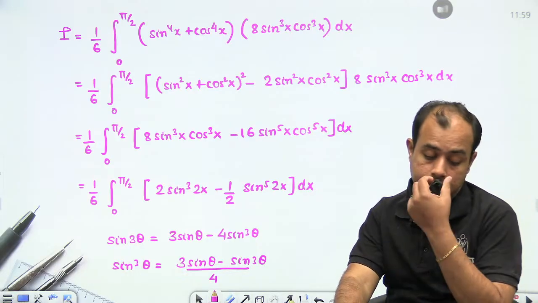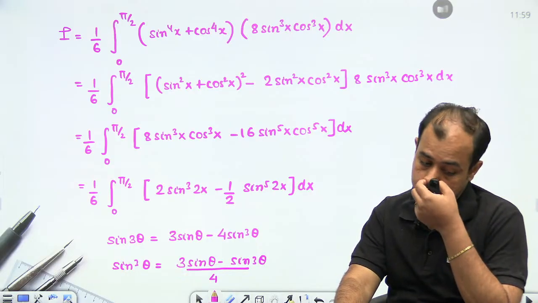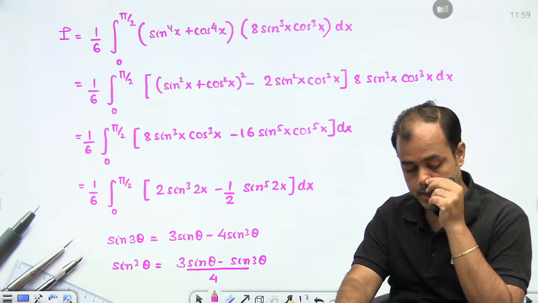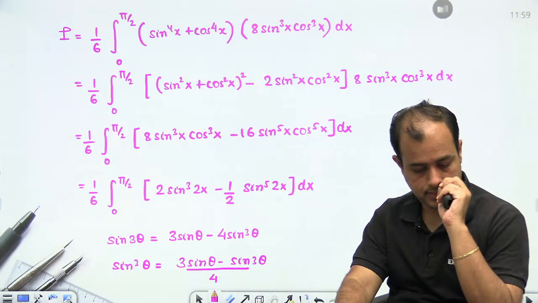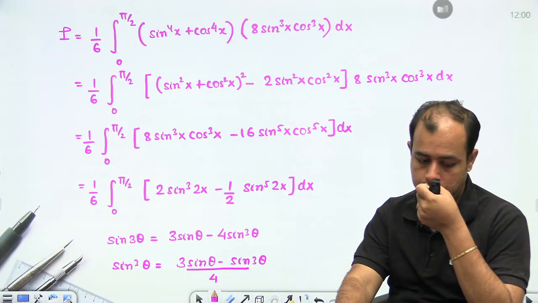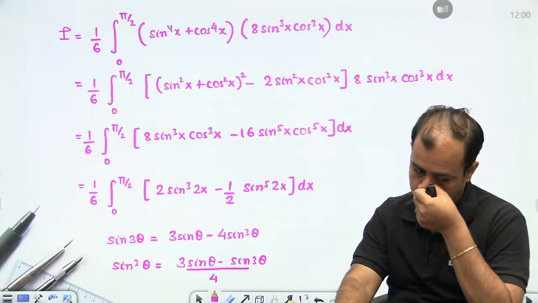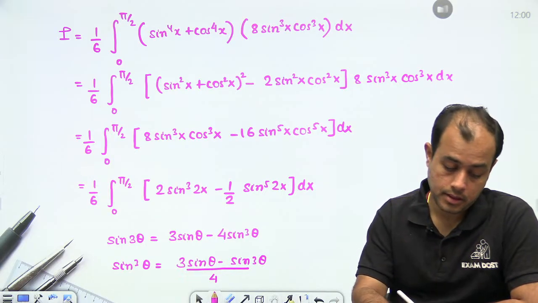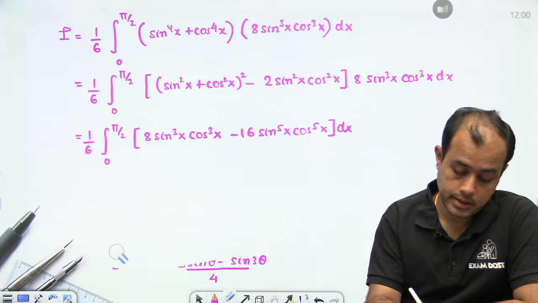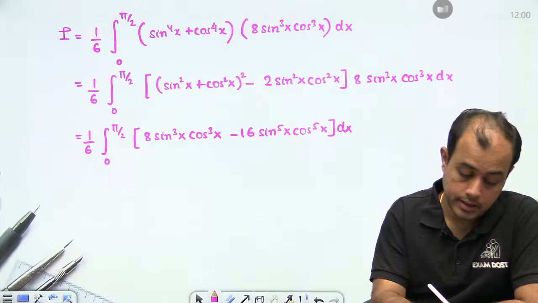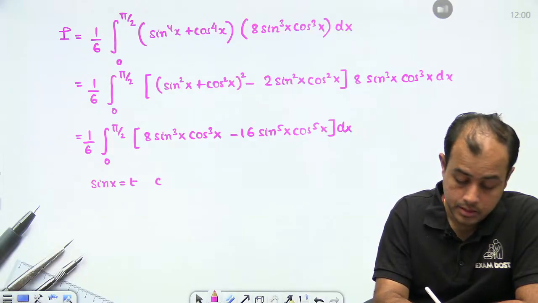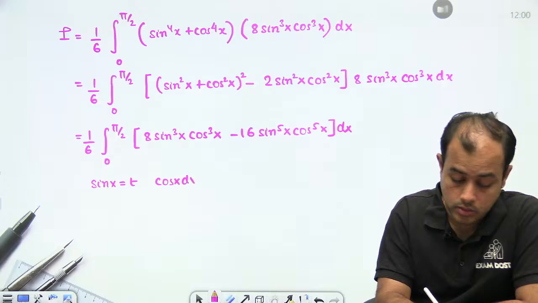cos x को z ले लें तो उससे क्या होगा, sin x dx वैसे बन जाएगा। कर सकते हो वैसे, यहाँ पे ऐसे कर सकते हो, ये कर लो। एक काम करो, sin x इक्वल टू t, तो cos x dx इक्वल टू dt.